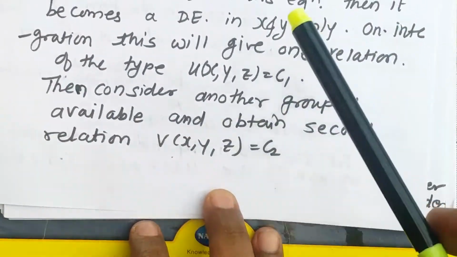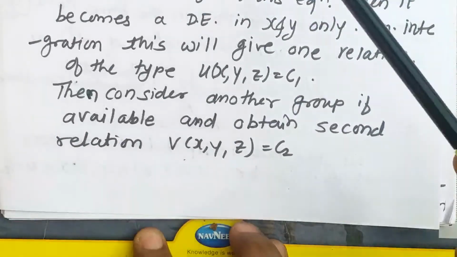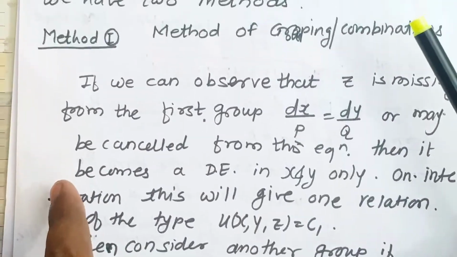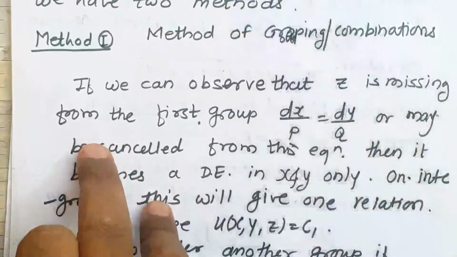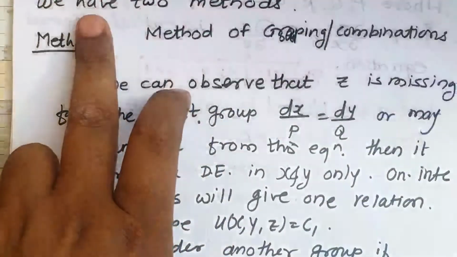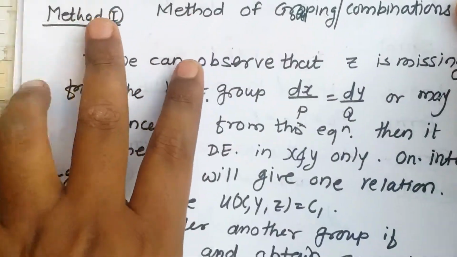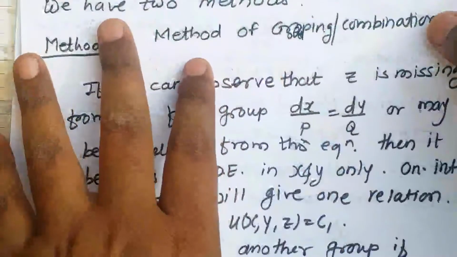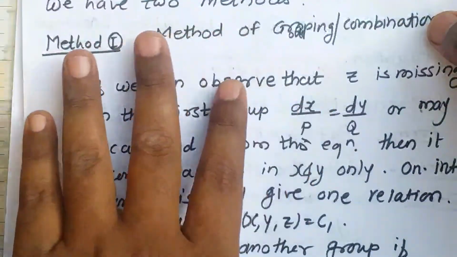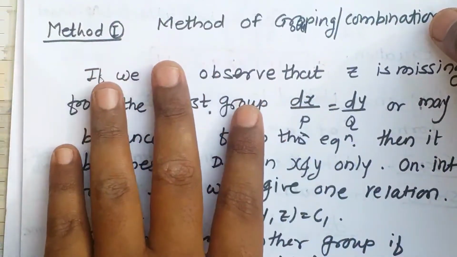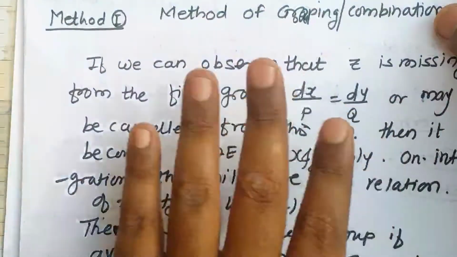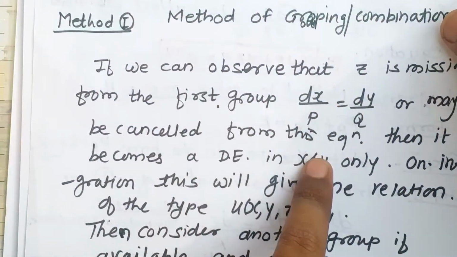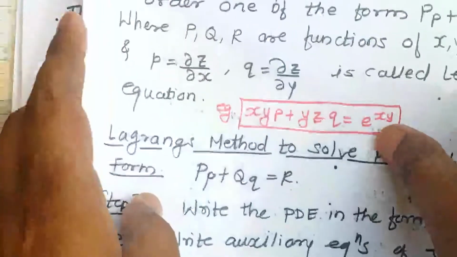And once we get, if such a situation is there, and a second group is available, then we'll get the second relation of the solution. Means if there are two groups available in which the third variable is missing, then definitely two such groups will give us the two independent relations of the solution, and that will give us the final general solution by method of grouping. And if there is no such group available, in that case we apply method number 2. Fine. And what is method number 2?